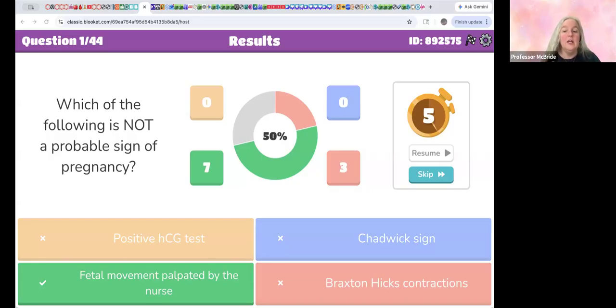We're positive there's a baby. If it's something that's happening with the mother, it's either subjective or objective information. So Braxton Hicks contractions are objective. I could put my hands on her belly and feel that her uterus is getting tight, but it's not a guarantee that there's a baby inside there. She could have fibroids or tumors or something else. And so the only way to know for sure if it's a baby is if it's coming from the fetus. Okay?